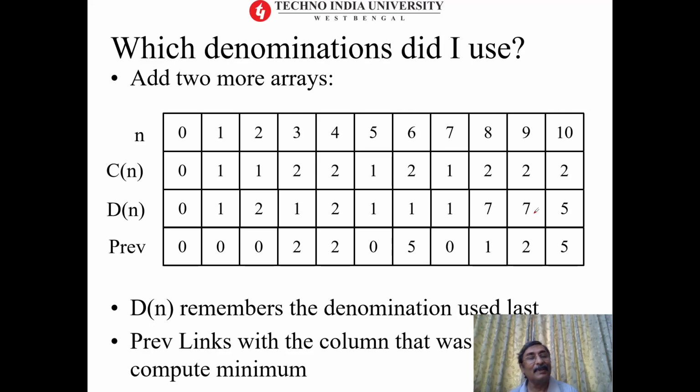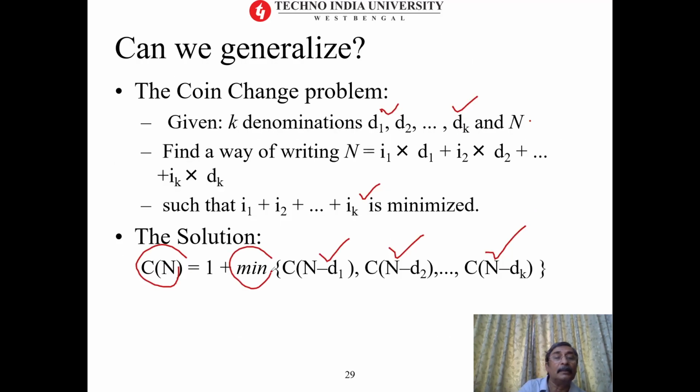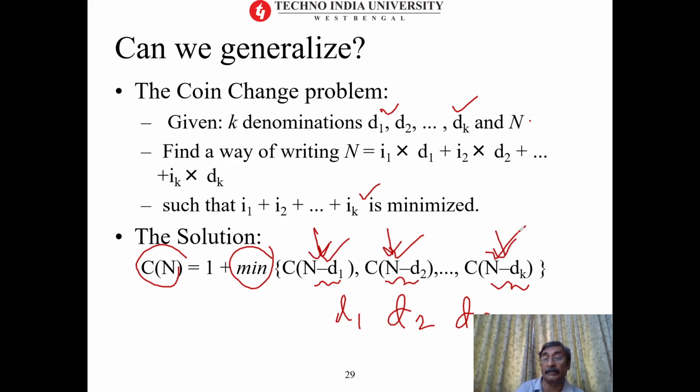So for that, I remember the last denomination used in dn. So dn remembers the last denomination and pref links me with the column that was used to compute the minimum. Just remember that here I am computing a minimum, and that minimum will be either d1 or d2 or d3 and so on. Not d1, but n minus d1, n minus d2, n minus dk. So they refer to columns in the next table.